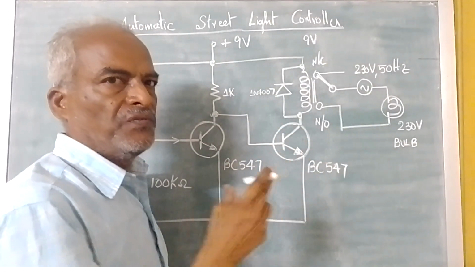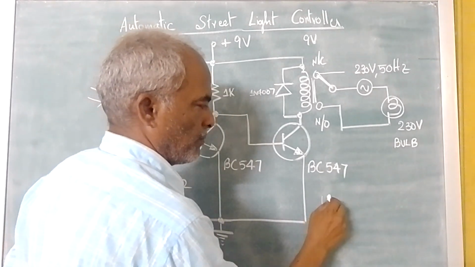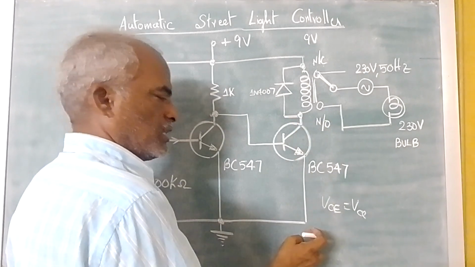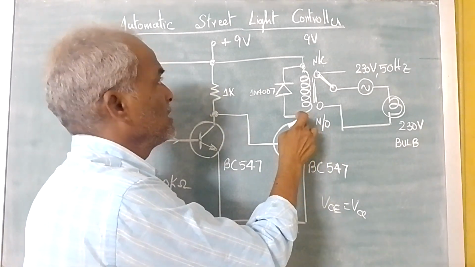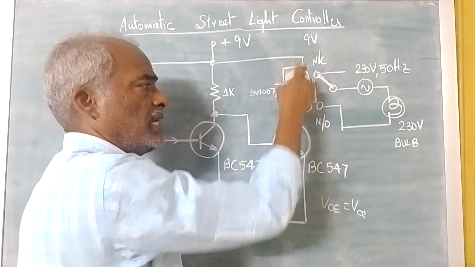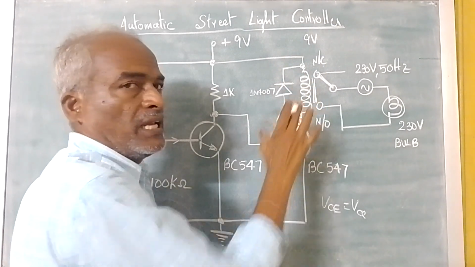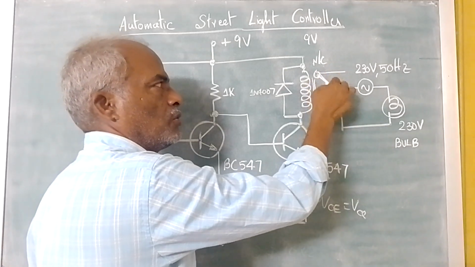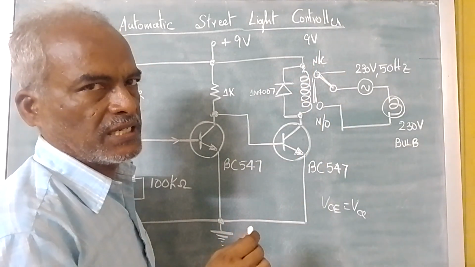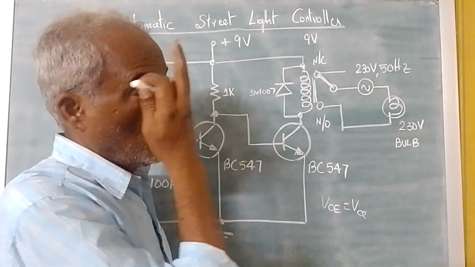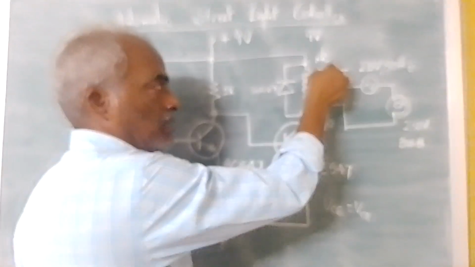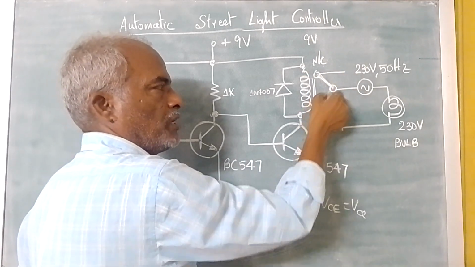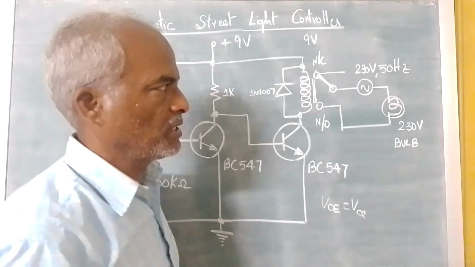If it is in cutoff, VCE is equal to VCC. That means with respect to ground, this point is at VCC. VCC in this case is 9 volts. So this end is 9, this end is 9. The relay is not energized. So the relay will be in this position only, which is the normally closed connection, because it is not energized. Only when it is energized, this connection will fall here. So this circuit will be open, and these 2 points get short circuited.